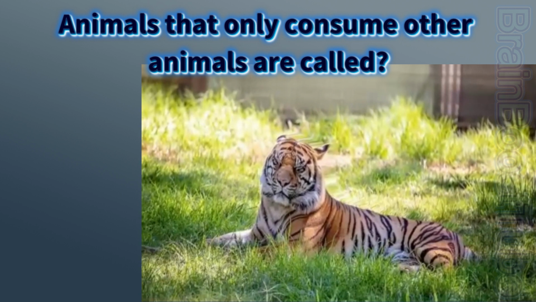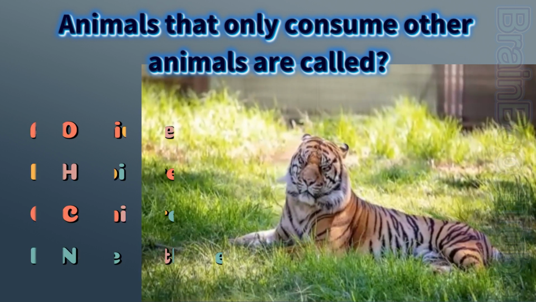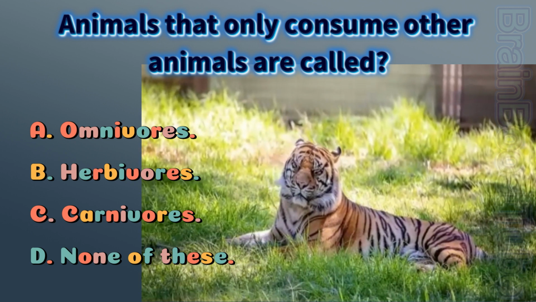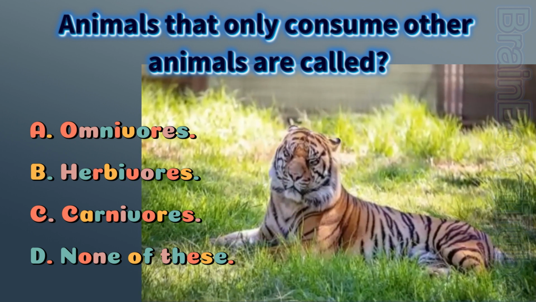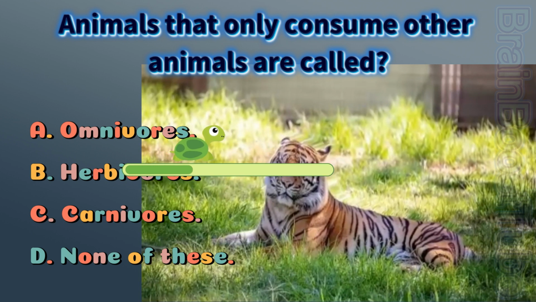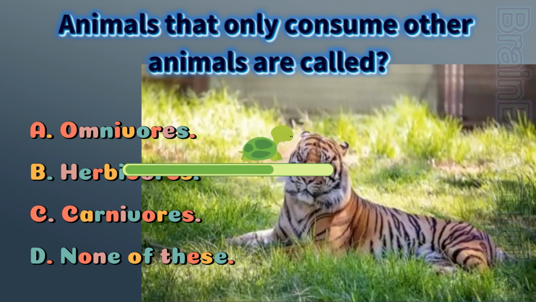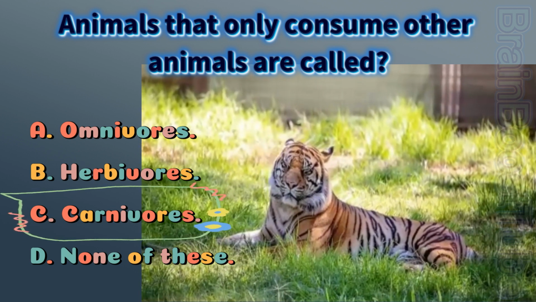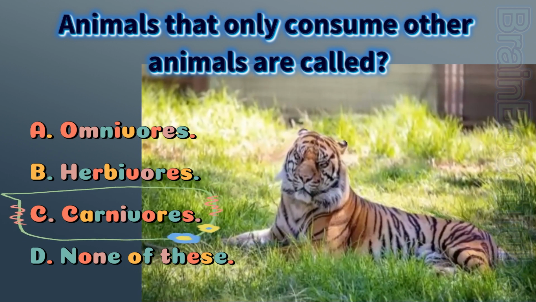Animals that only consume other animals are called A. Omnivores. B. Herbivores. C. Carnivores. D. None of these. Correct answer is C. Carnivores.